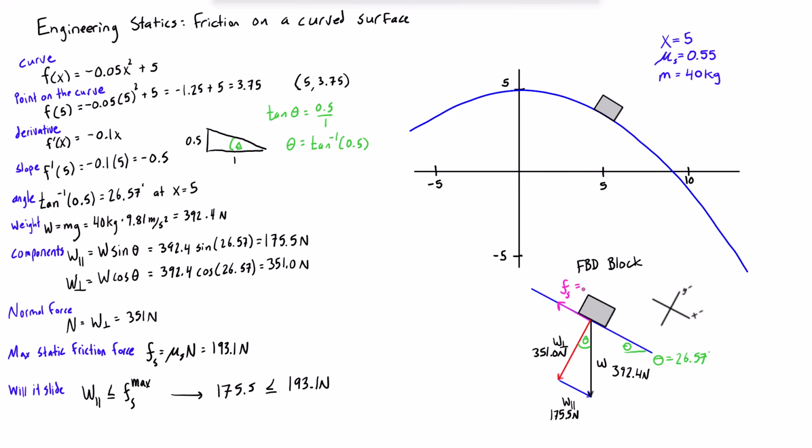Technically, according to the free body diagram, in its static position, we won't actually be getting 193.1 newtons here. We'll be getting exactly balanced. It will be 175.5, because the static friction will just match exactly what it needs to, up until its maximum, where it's going to fail and the block will start sliding.